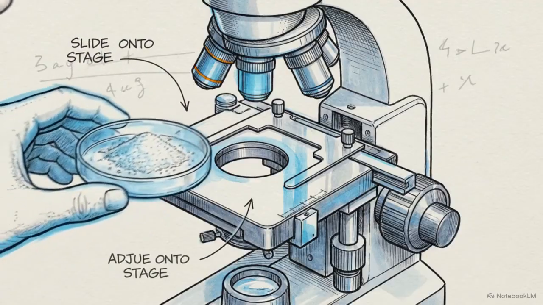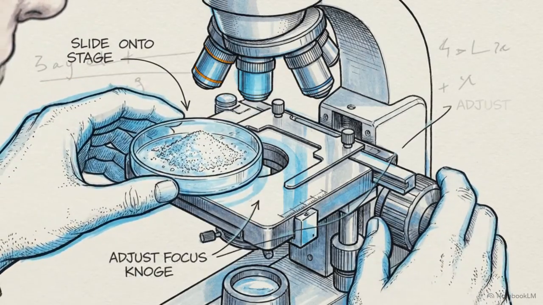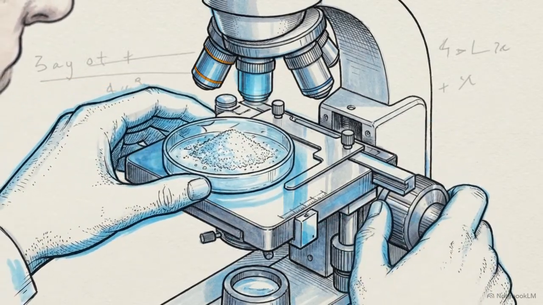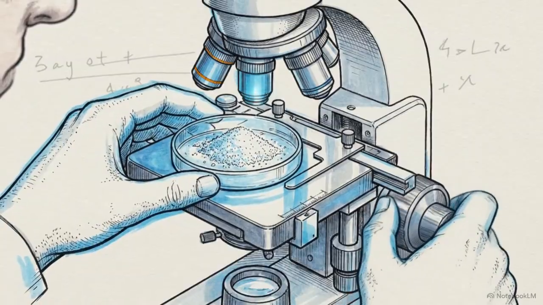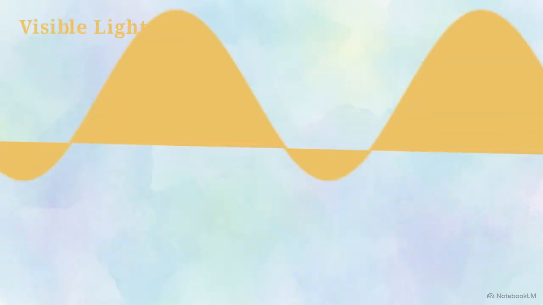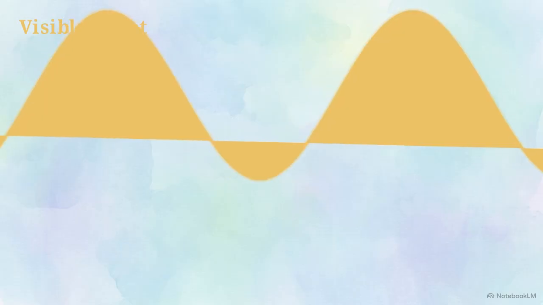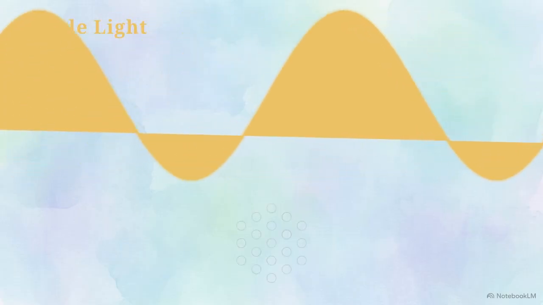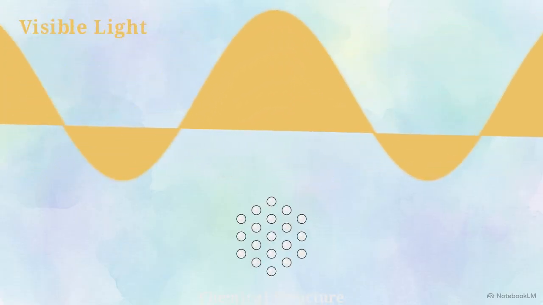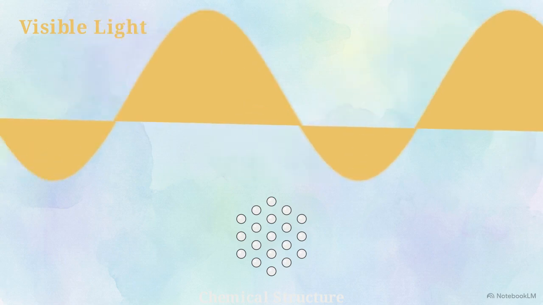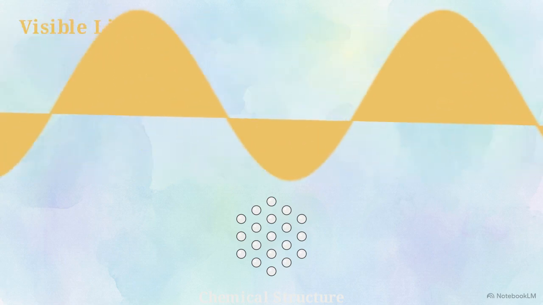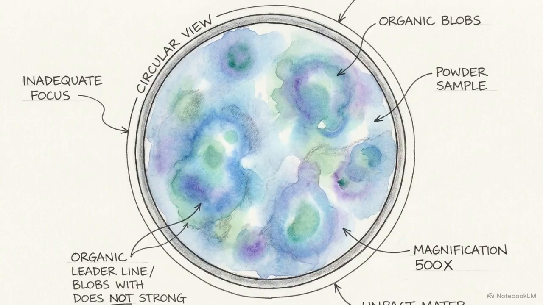Our first instinct is to put them under a standard optical microscope, but there is a physical limit to what that tool can do. Standard microscopes rely on visible light, and visible light waves are relatively large. When you try to look at something as tiny as a chemical structure, those large light waves completely wash over the details. Under regular light, these chemically distinct powders just look like identically blurry white rocks.